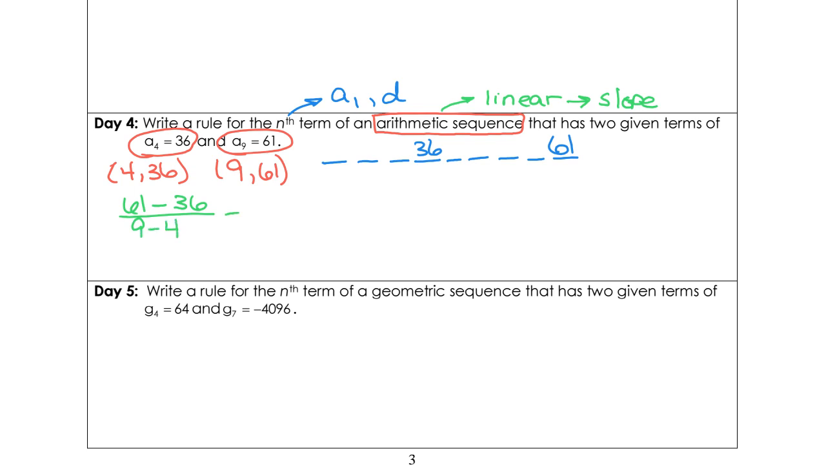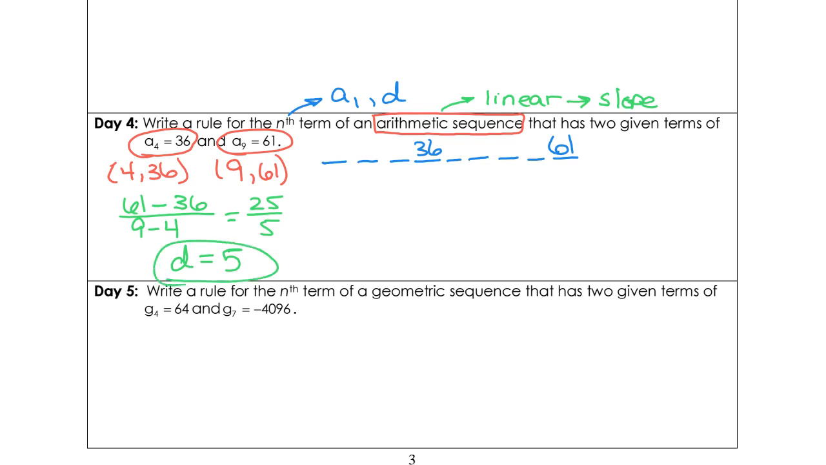Okay, we're going to clean that up, and that's going to give us 25 over 5. Now that it's clean on the top and clean on the bottom, we divide and end up with a slope of 5. But really, that's our common difference. Okay, so we're halfway there.